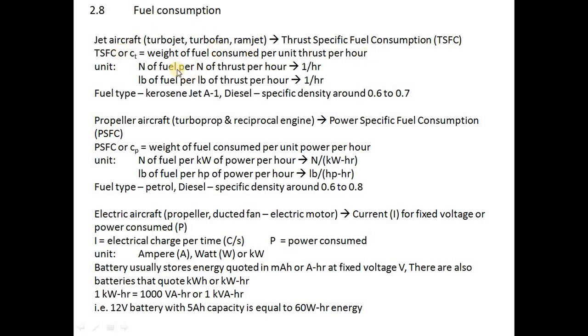So the weight of fuel in Newton, the unit will be in Newton, the unit of thrust is also Newton, so it's Newton of fuel per Newton of thrust per hour. So Newton divided by Newton will become 1. So the unit is basically 1 over hour. Or if you prefer to use unit pound, it will be pound of fuel per pound of thrust per hour.